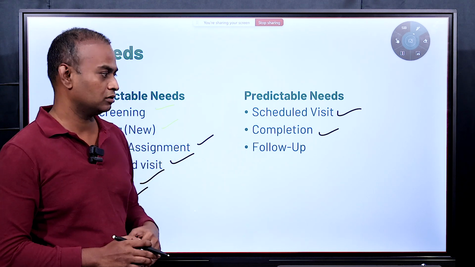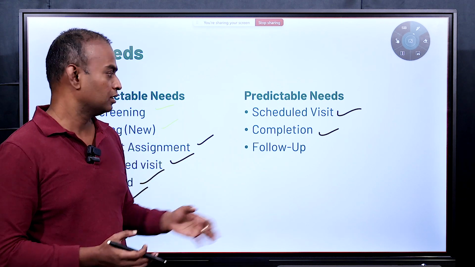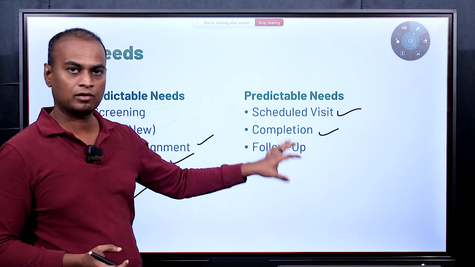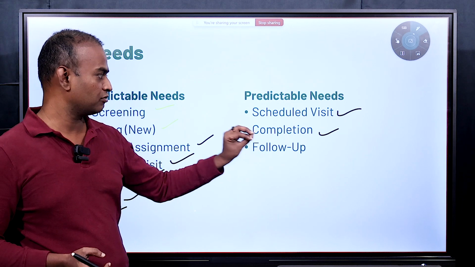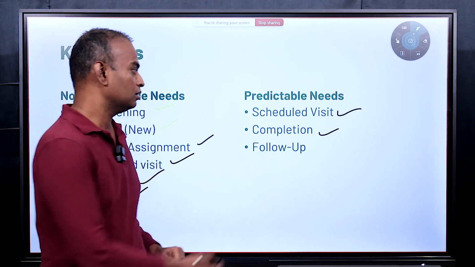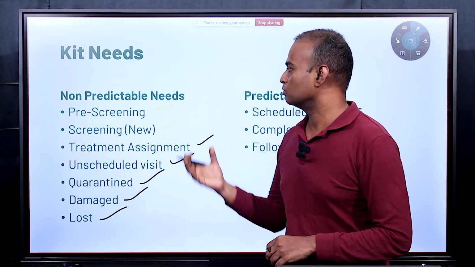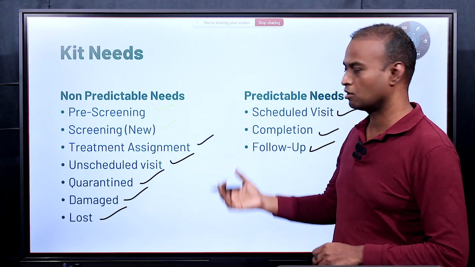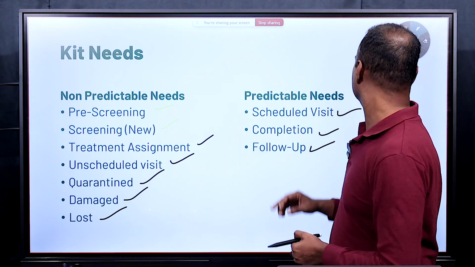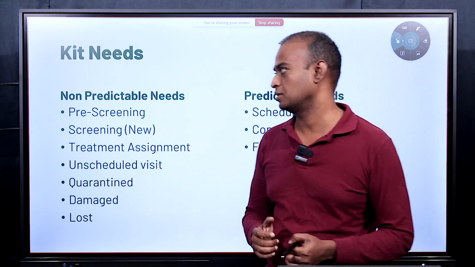Even follow up, you have a specific follow up day, or you will have a visit schedule for follow up. If you want to dispense on the follow up, it also comes under predictable needs. Keeping this in mind, what is predictable need, and what is non-predictable need? Now we will check how we handle this in the system.